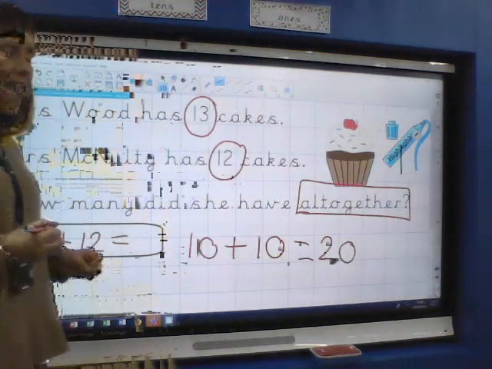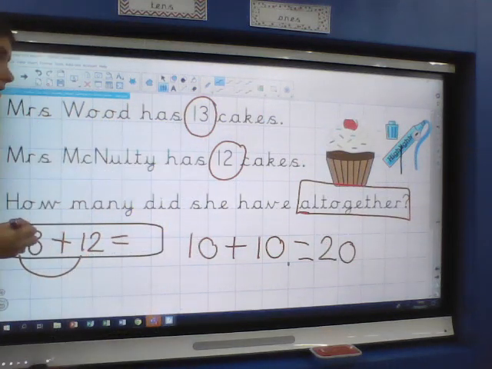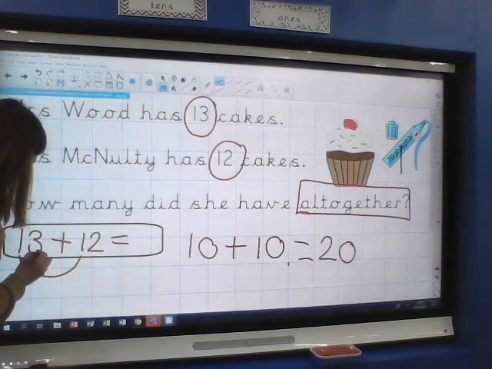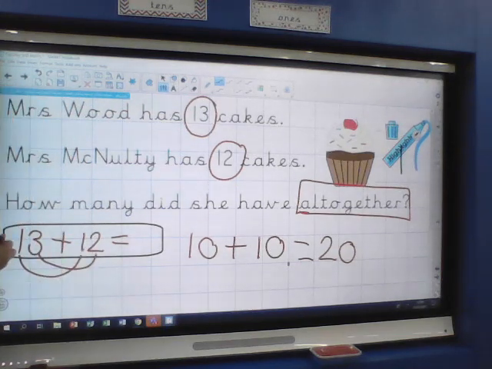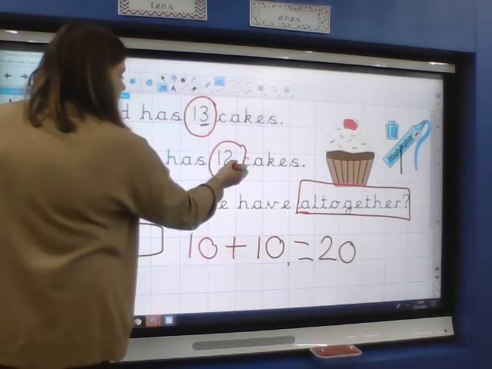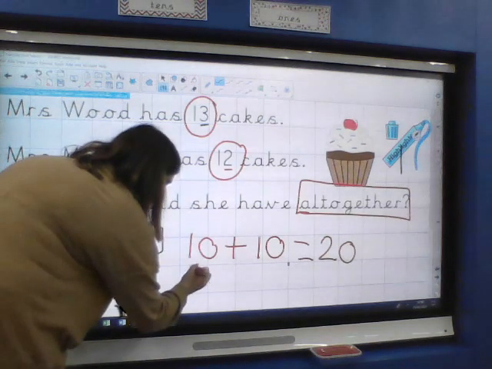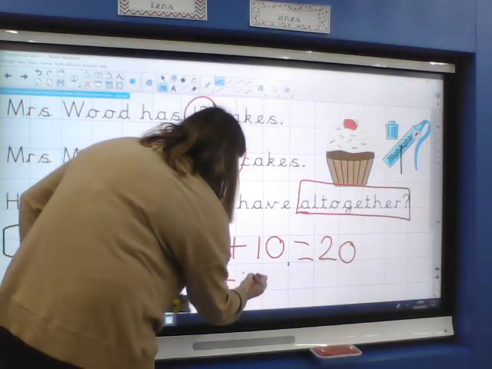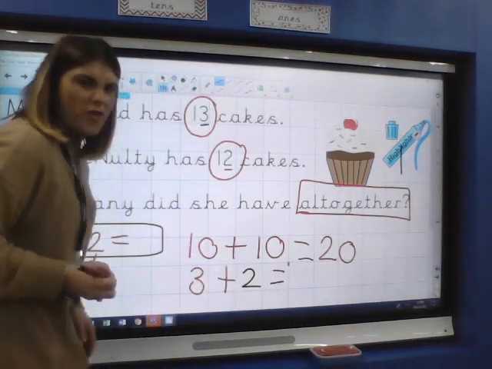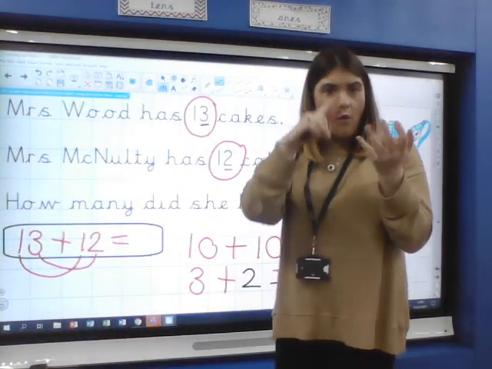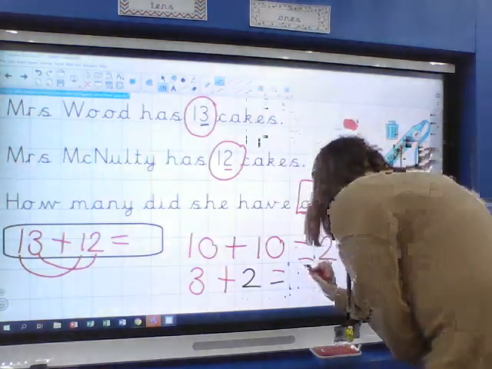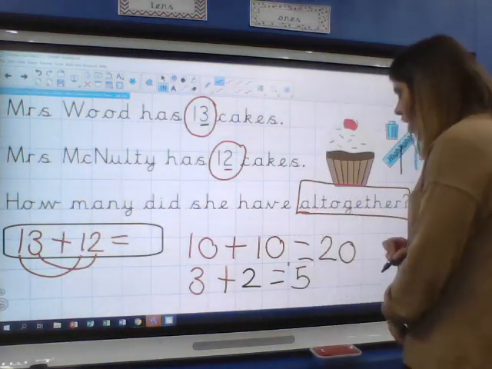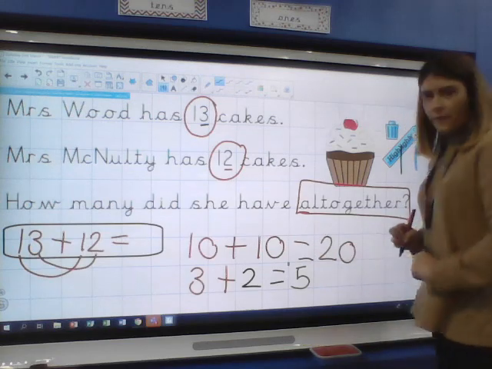Now I'm going to look at adding my 1s together next. So let's have a look at Mrs. Wood's 1s. I've got 3 1s and 2 1s. I'm going to add those together next. 3 and 2. Tell Mrs. Wood what 3 and 2 is. 3, 4, 5. Okay. So I've got 20 and 5.